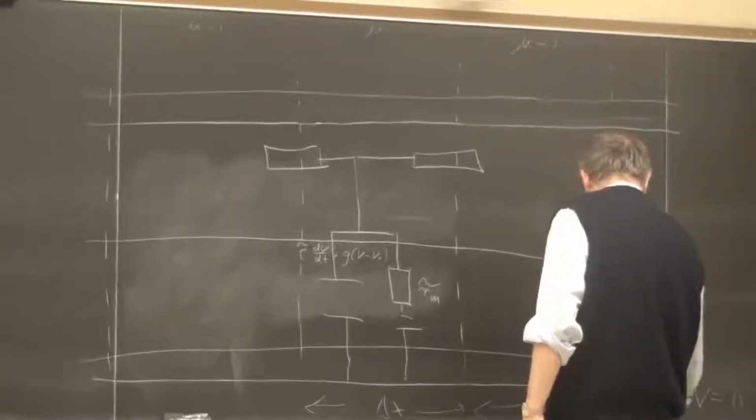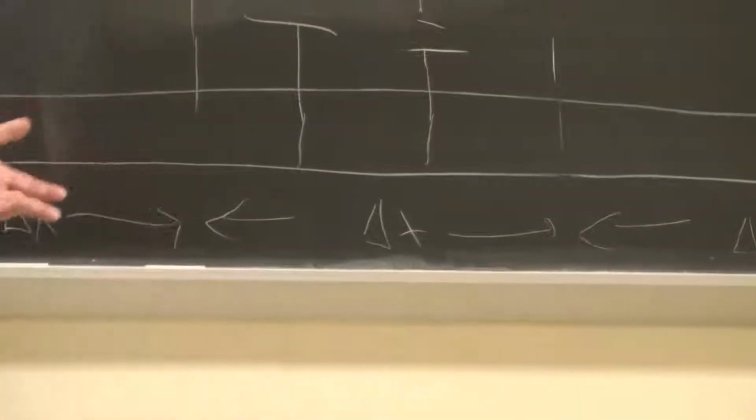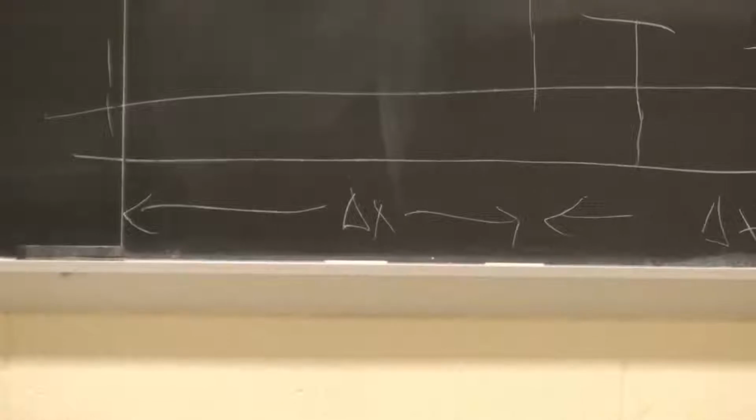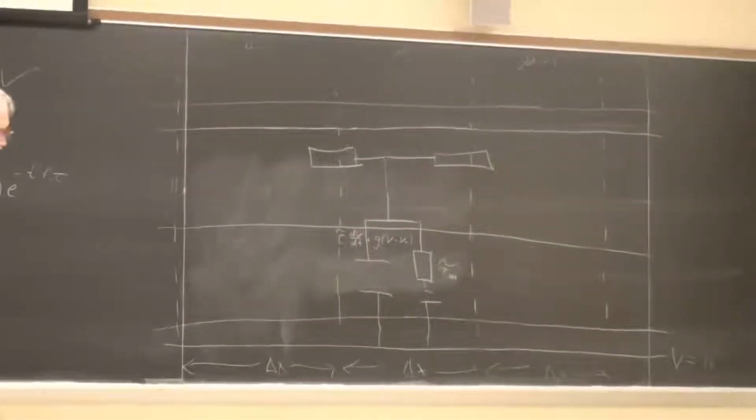I need to keep track of the delta x because my electrical properties will scale with delta x. If I change delta x, they will change. So I have to put the delta x there because I want to make delta x small later, but I have to be careful to know how these properties change with delta x.